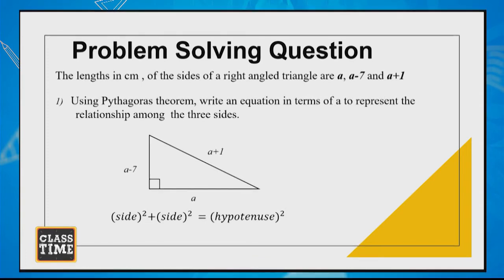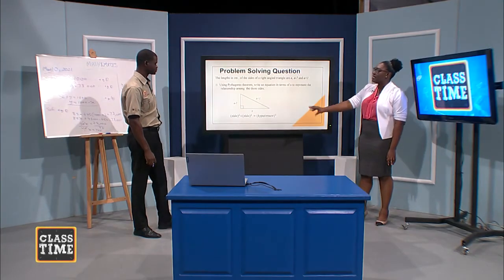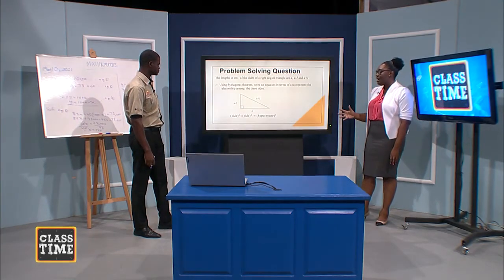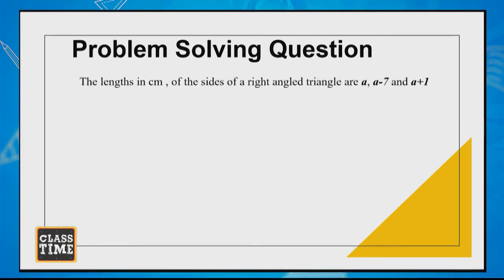Okay. So we can now go ahead and substitute, right? So before we even do anything, the length of the hypotenuse is? A plus 1. And side square can be any one of the two sides, right? So there you have it. And now we're going to attempt to simplify our equation. So we're going to solve the equation for A.